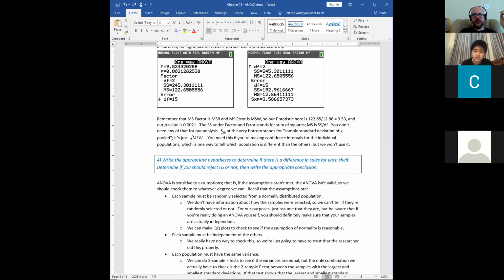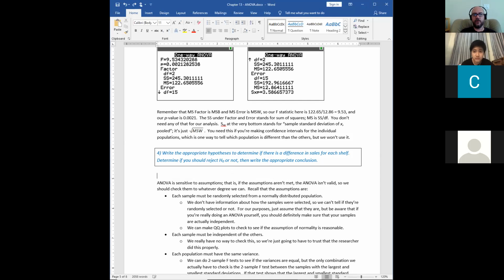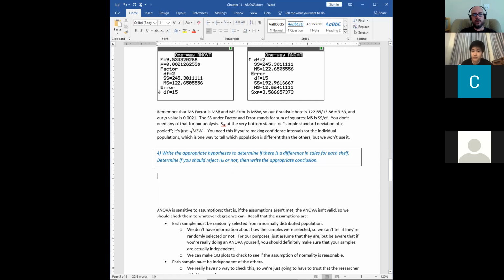So see if you can use what we just did to write appropriate hypotheses, determine if you should reject the null hypothesis, and write the appropriate conclusion. All right, so now that we've done it on the calculator, I want you to say, okay, I did this on the calculator, let me write down the answer. And we write down the values, right?